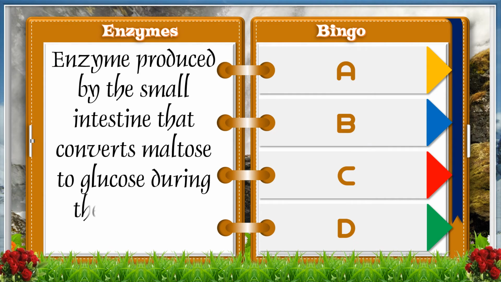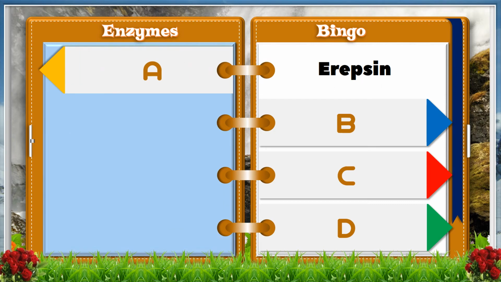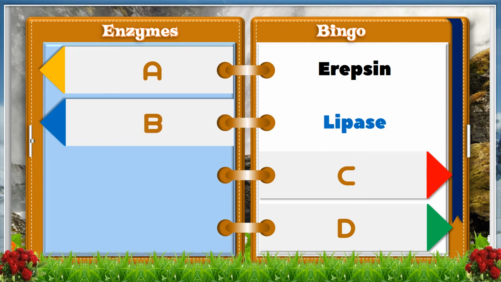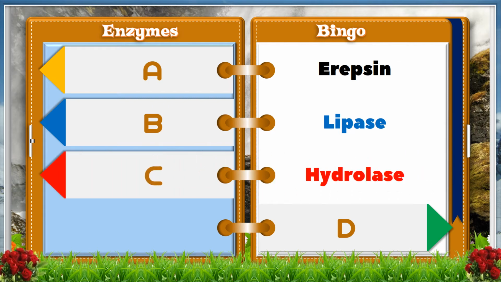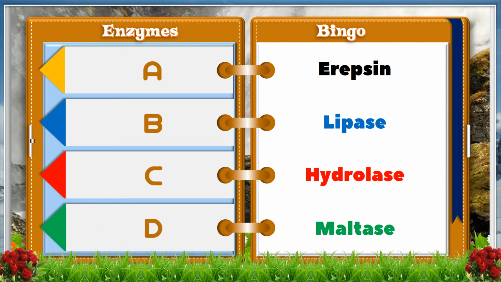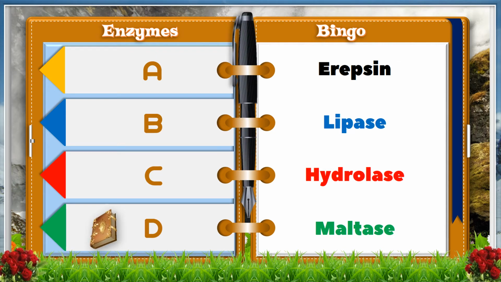Enzyme produced by the small intestine that converts maltose to glucose during the process of digestion. A. Erepsin. B. Lipase. C. Hydrolase. D. Maltase. And the answer is D. Maltase.